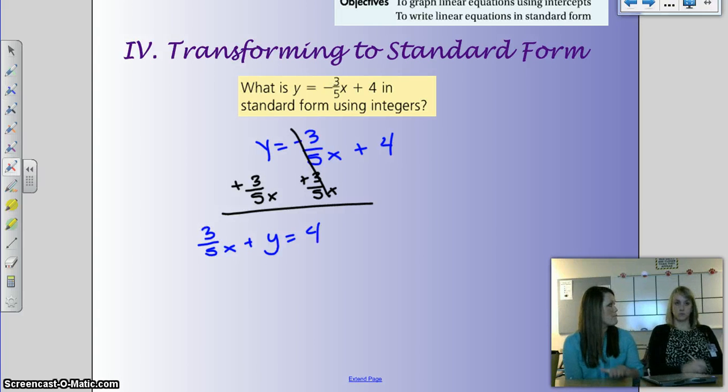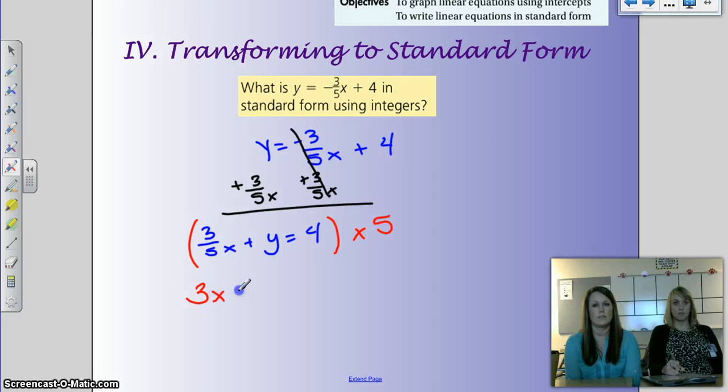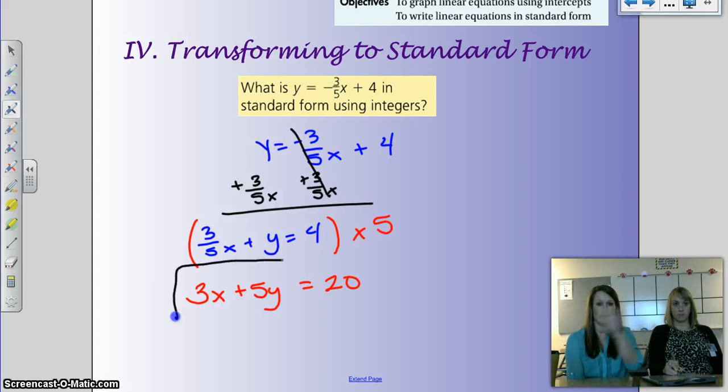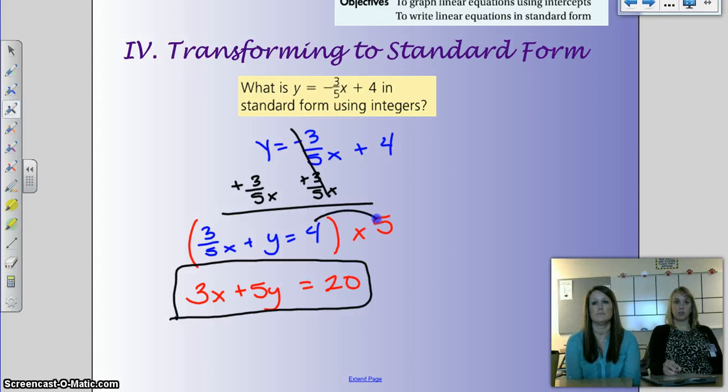Now, get rid of that fraction by multiplying by the denominator. They all have to be integers. So the 3. I was like, wait, I think it should be 5. My answer is 3x plus 5y, because we're distributing, equals 20. Again, we just took that 5 and multiplied it by every single thing inside the parentheses. If you wanted to loop it, feel free.